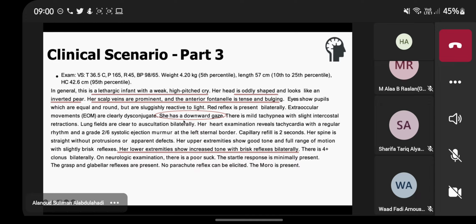She had a downward gaze, and this is very important because this is the setting sun sign that is seen in pediatric patients when they have hydrocephalus. And also another important finding is the increased tone in the lower extremities and also brisk reflexes bilaterally. And also another important finding that I didn't underline is the extraocular movements are also dysconjugate.